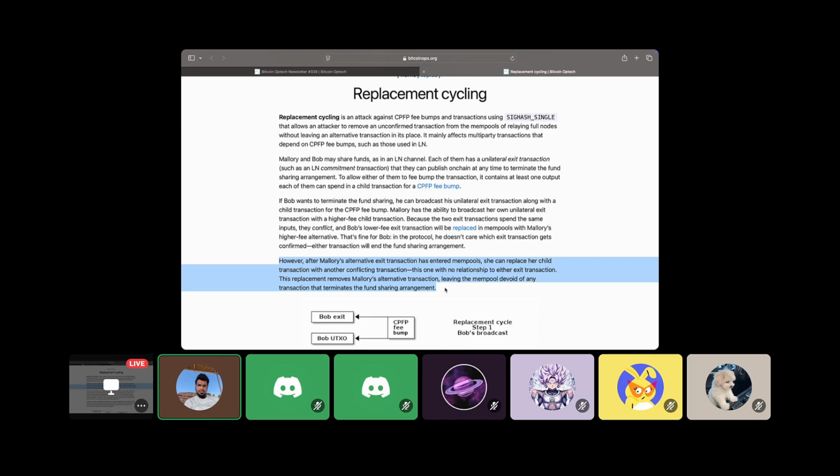The miners, as we just discussed, will be lured towards mining the transactions that have a higher fee. So the miners will choose Mallory's third transaction or the completely unconnected transaction and evict Mallory's commitment transaction. So Bob is prevented in this situation by Mallory from exiting unilaterally this multi-party contract, right?